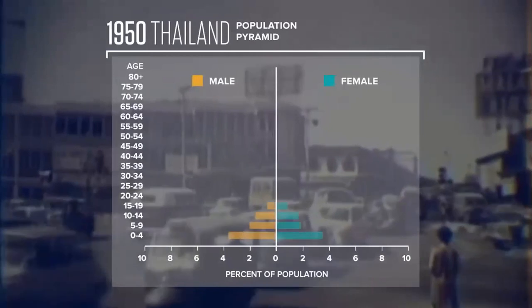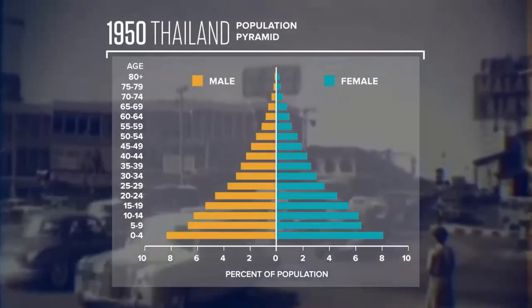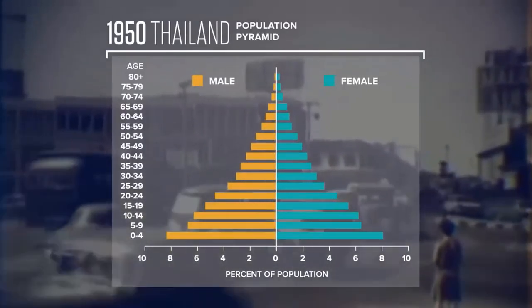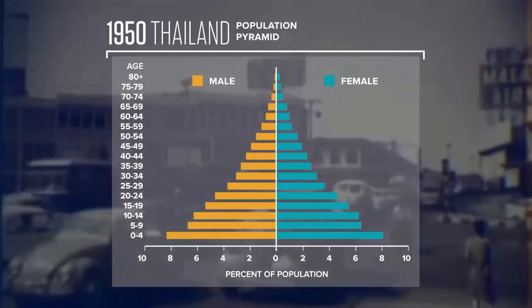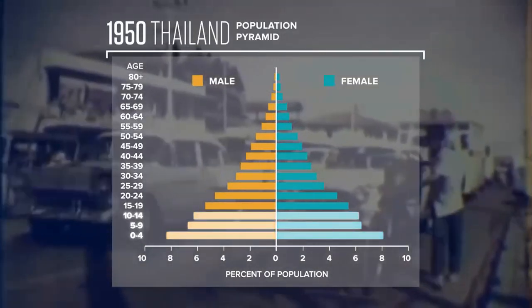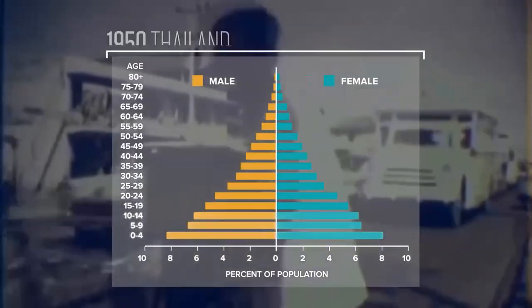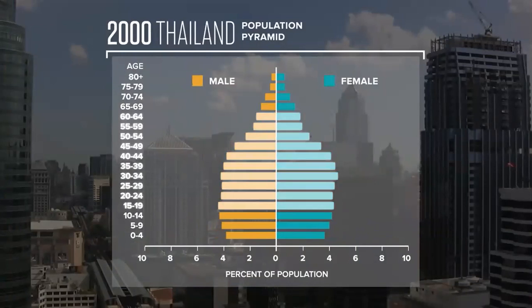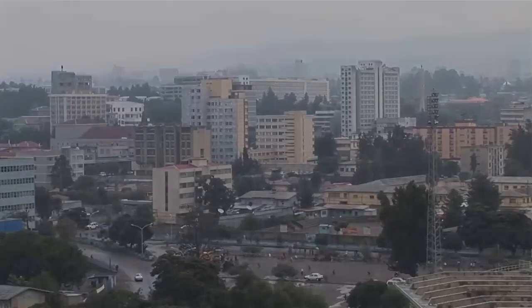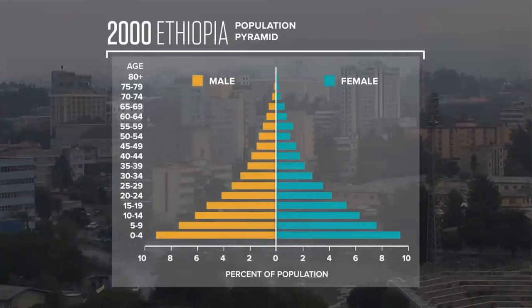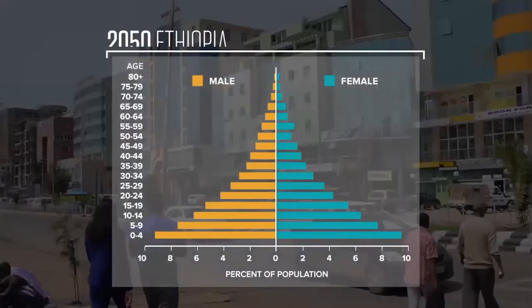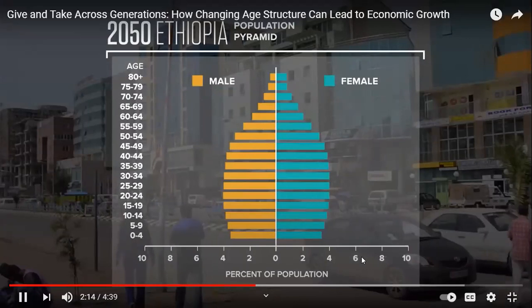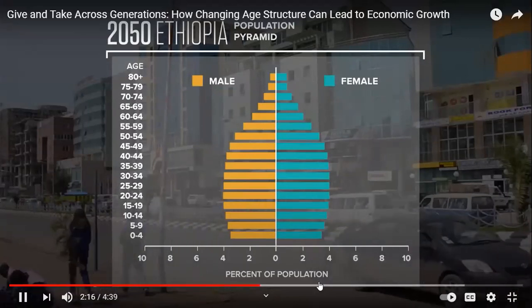Population pyramids show what happened to Thailand's age structure when the fertility rate dropped. In 1950, when fertility rates were higher, a greater proportion of the population was young. But as women had fewer children, the percent of the population that was young fell, creating a higher proportion of working-age people. In Ethiopia, a similar shift is expected to happen. The projected age structure for 2050 looks remarkably different.